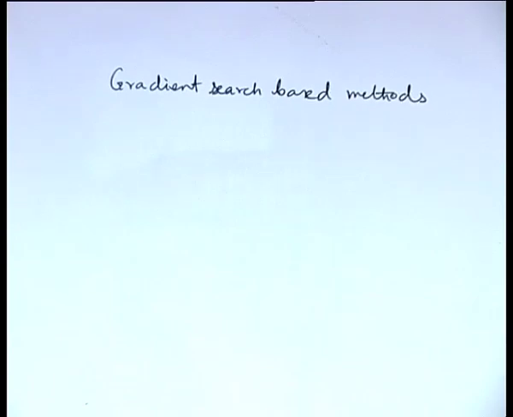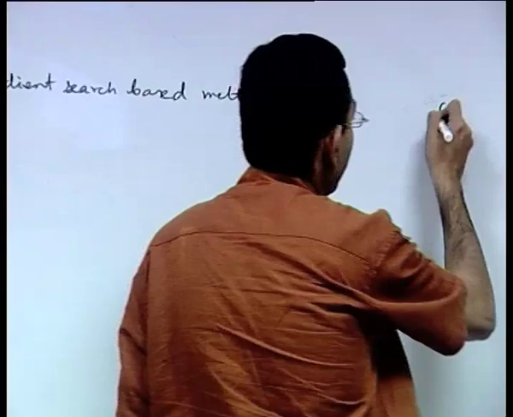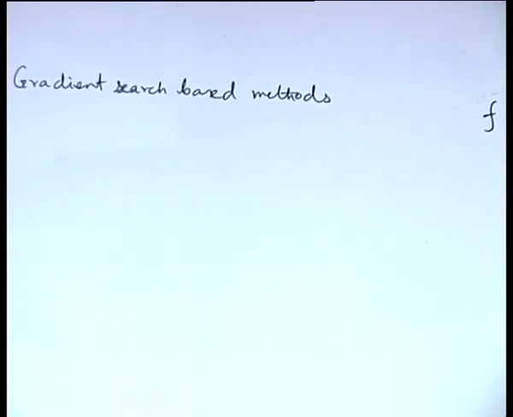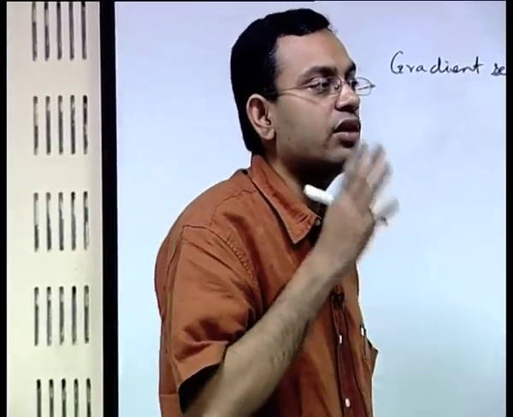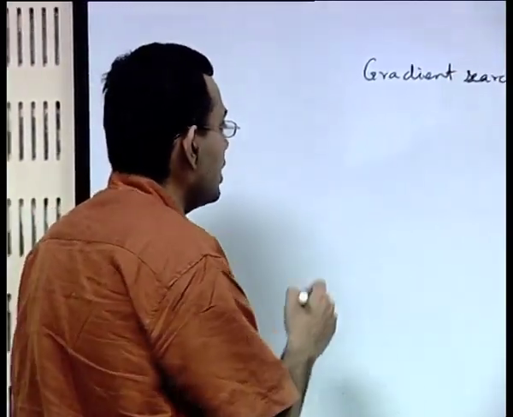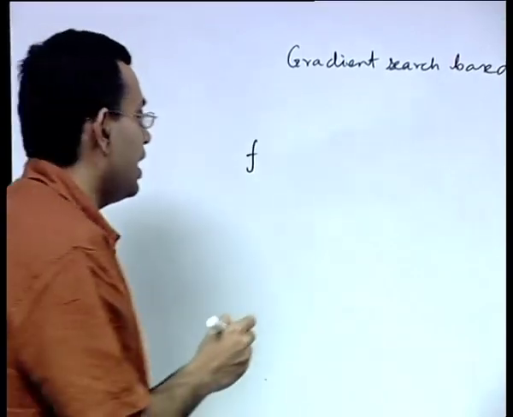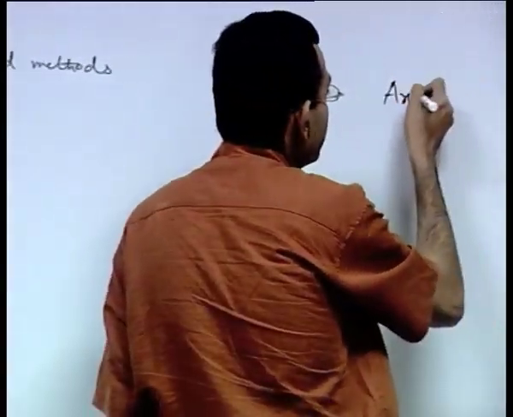So this method tries to do the following: if you have a function f, you know that the gradient of the function represents the maximum rate of change of the function. So it tries to search a solution of a system of equations by moving along the gradient of a function, and to understand how it does that, let us consider an example. Let us say that we have a function f. Our objective is to solve the system of equations Ax equal to b.